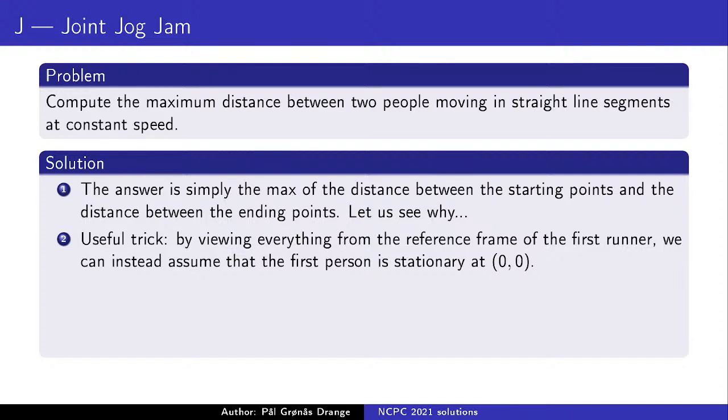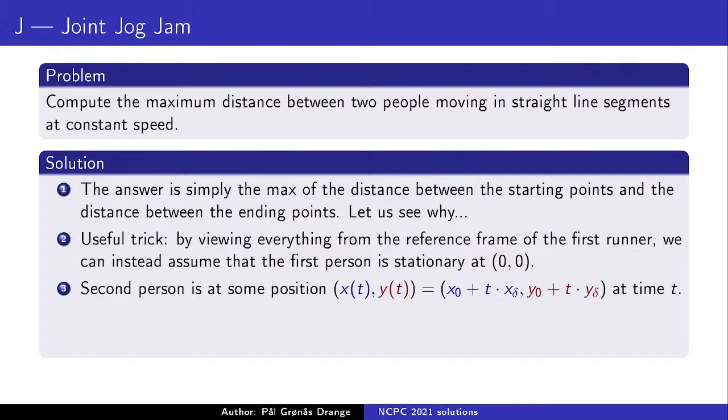So we can think of this problem instead as being about one person standing still at 0, 0 and another person running in a straight line segment, and we're asking the same question: what is the maximum distance from the stationary person to this moving person at any point in time? So then we can think of the second person at time t as being at some position x of t, y of t, where the x-coordinate is some linear function in t, and the y-coordinate is some linear function in t. That's what it means to run in a straight line segment.